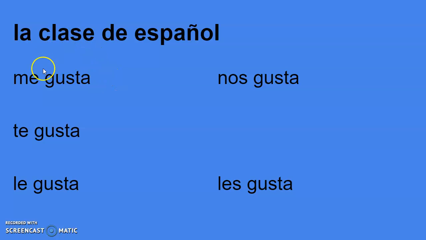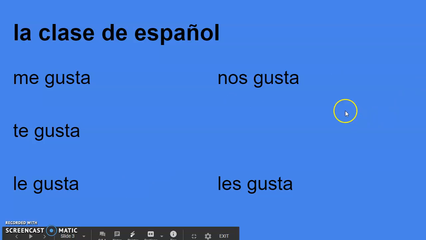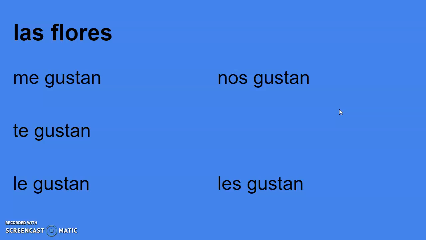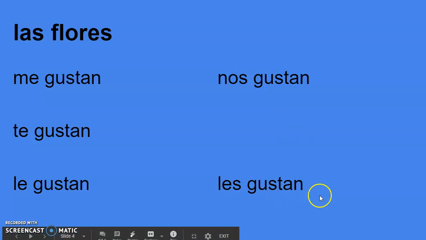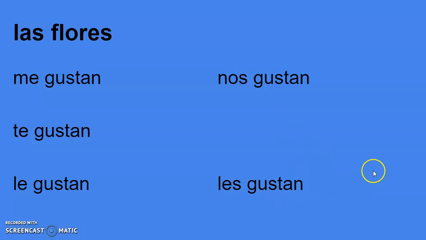We don't put an N because these are singular things that we like, right? And those look familiar to you. You've been using them since Spanish 1. Here you go. Now, las flores, this is plural, the flowers. So me gustan, te gustan las flores, le gustan las flores, nos gustan las flores, les gustan las flores. So that would mean the flowers are pleasing to them or to you all. Nos gustan las flores. The flowers are pleasing to us.